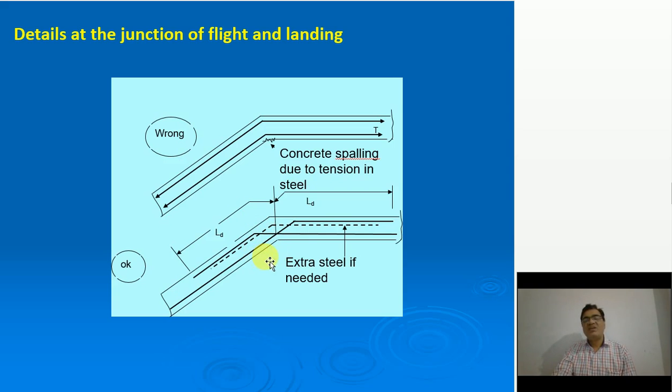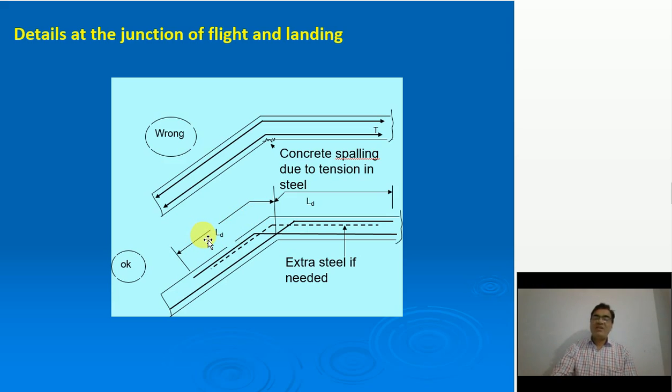Now, the bar which is at the bottom of the landing is continued into the flight for a distance Ld. That distance Ld is to be measured from this point of scissor connection, the crossing point. So this is where the Ld connection is shown. This is the development length criteria, and the scissor connection is very, very important.